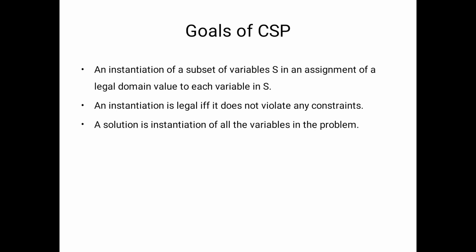Suppose we write int I is equal to 10.5. At the time of declaration we mention the data type as integer, but the assigned value is a real number. Definitely that violates the constraint. So the first goal of a constraint satisfaction problem is to assign a suitable value to each variable. The second is to use legal values, so that we do not violate any constraints. That is the second goal. Finally, our aim is to find the solution, assigning each and every domain value to each and every variable.